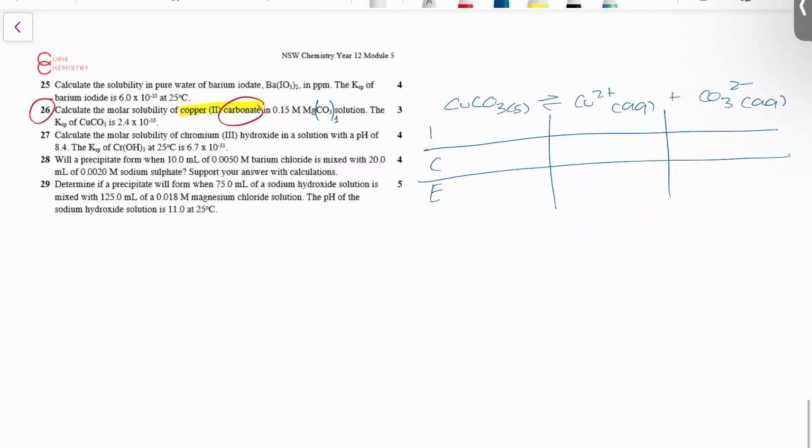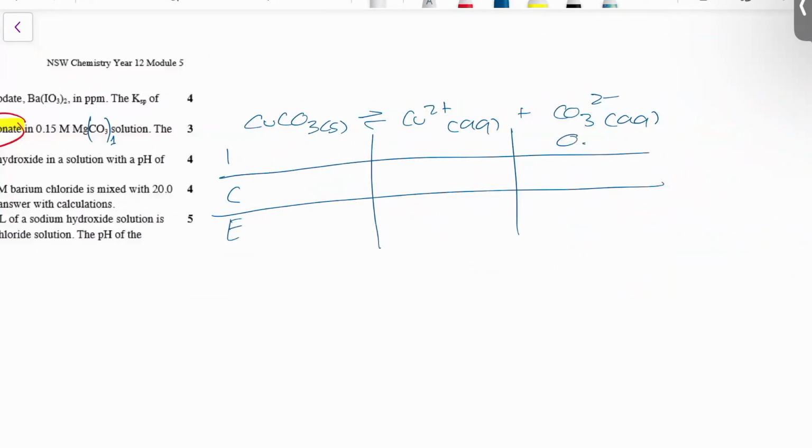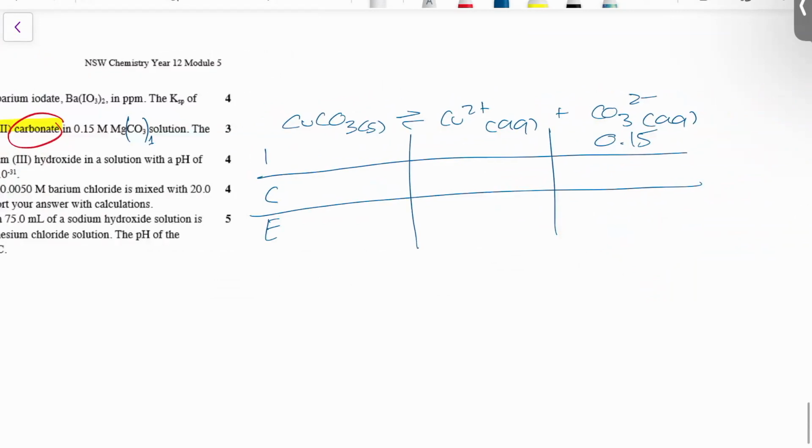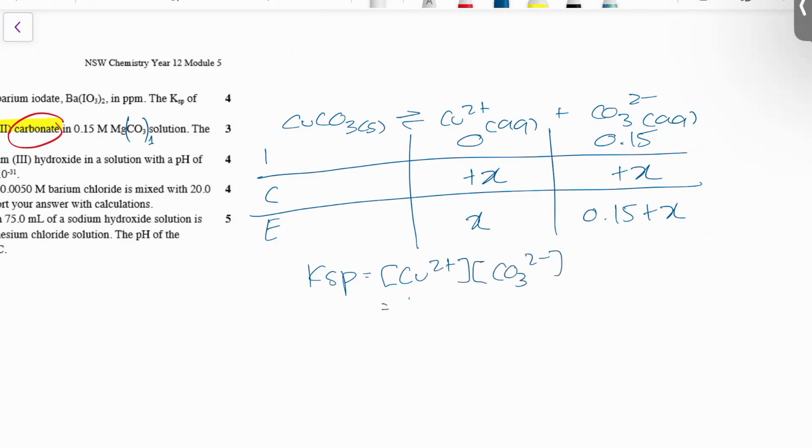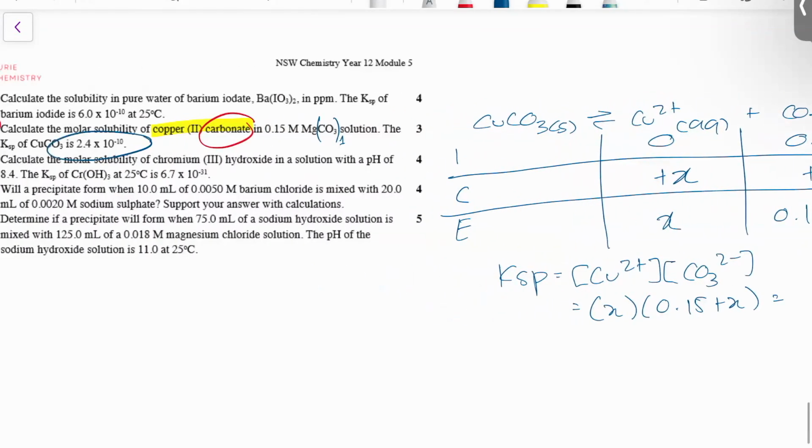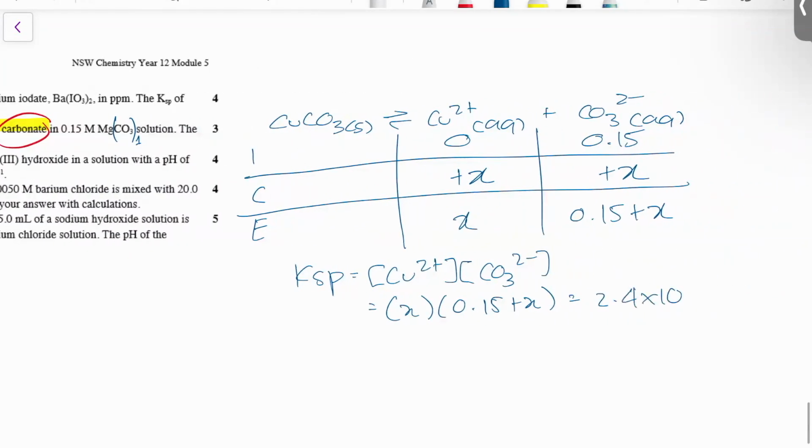So that means the CO3 concentration at the start, before I even tried dissolving anything, is 0.15. There's no copper in MgCO3, so that's still 0. Because the copper is still 0, I am still shifting to the right. So plus x, it's a 1-to-1 ratio, so it's x and 0.15 plus x. Step number 3, as usual, sub your expressions into the equilibrium expression. So Ksp equals Cu2+ times CO3 2-, which is x times 0.15 plus x, and that's equal to the Ksp they've given me, 2.4 times 10 to the minus 10.